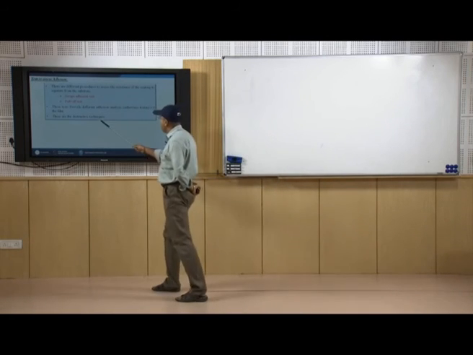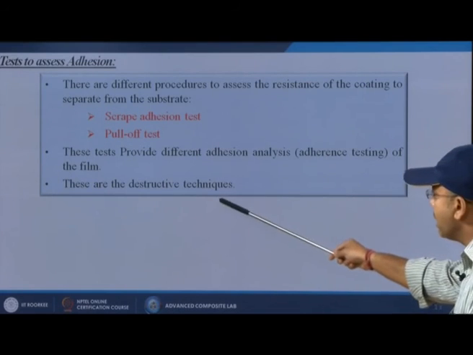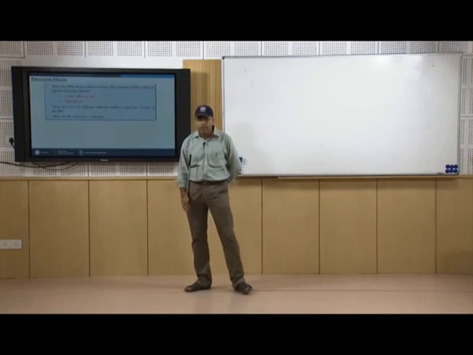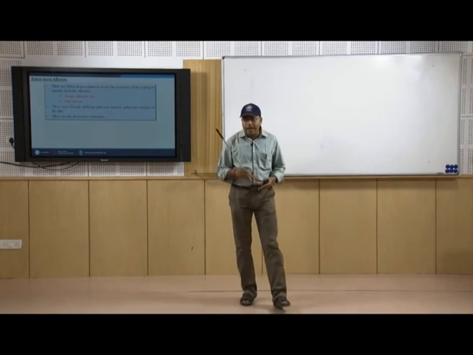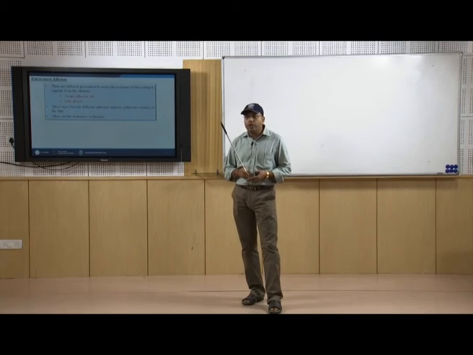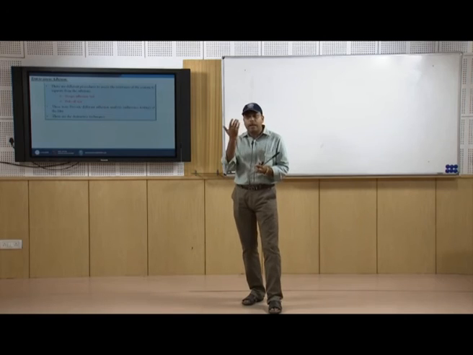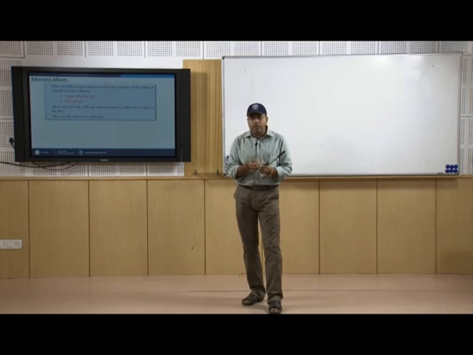So, these tests provide different adhesion analyses, adherence testing of the film. These are destructive techniques. That means when we are doing this kind of testing, we have to destroy our coating materials. We have to break our coating, or destroy our coating thickness or coating lines, so that we can check whether that material easily comes out from the substrate or whether it sticks with the substrate itself.